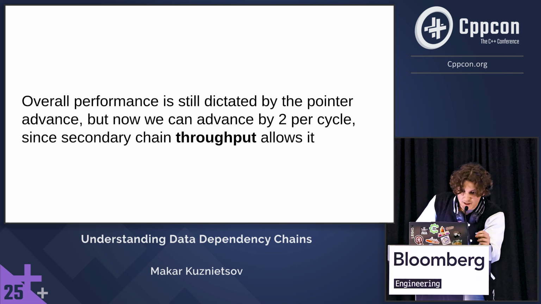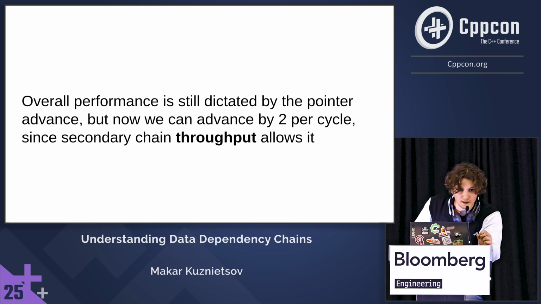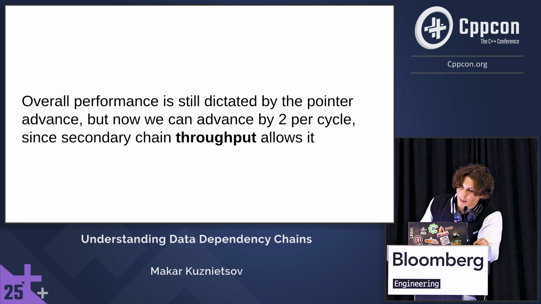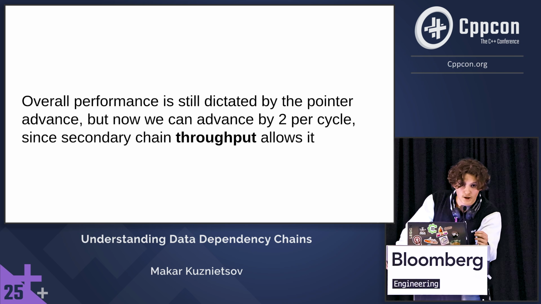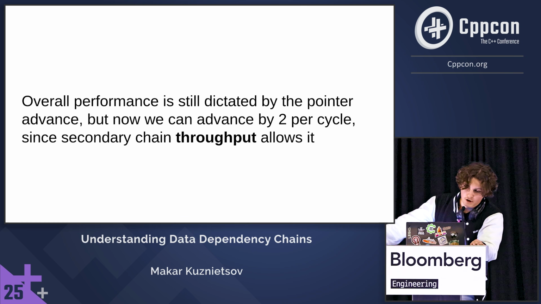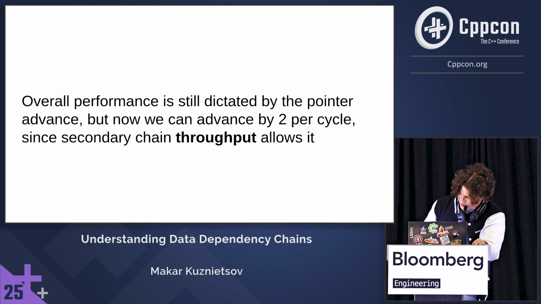So overall performance is still dictated by the pointer advance, which is the primary chain. But its performance is now 2 per cycle, so 8 bytes per cycle. Since on the secondary chain, we can issue 2 loads per cycle.